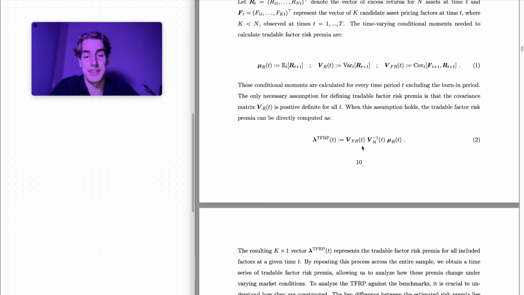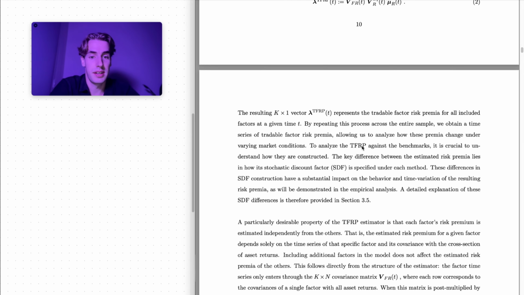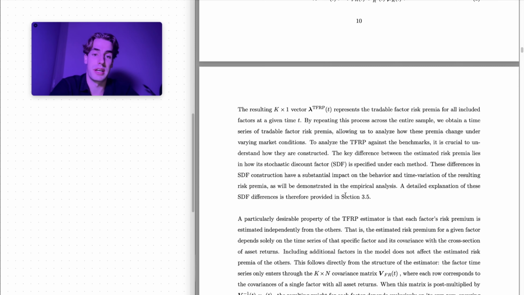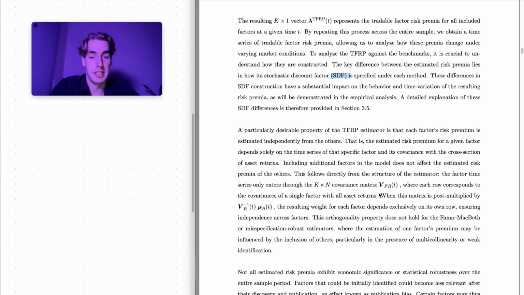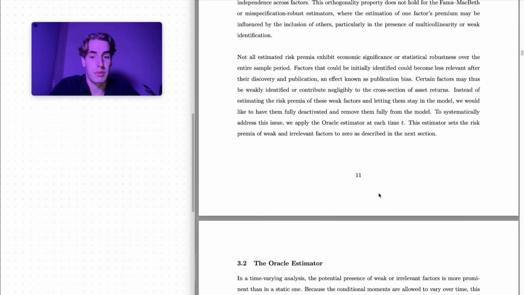And then already you have it. You have your tradable vector risk premia, which is time varying. Super interesting. Further on, I will explain a bit more on how they are constructed using the stochastic discount factor. That will be a bit lower than here. So this is just some background information.